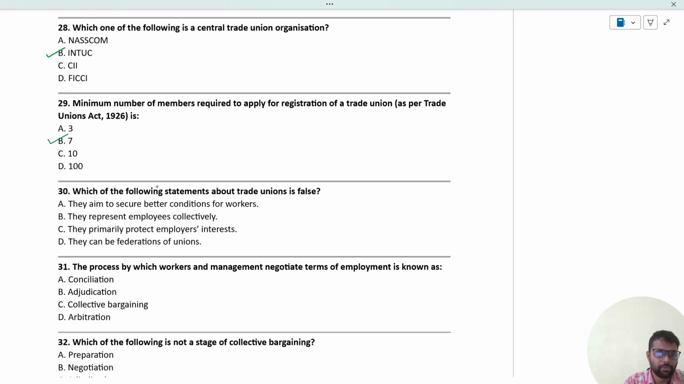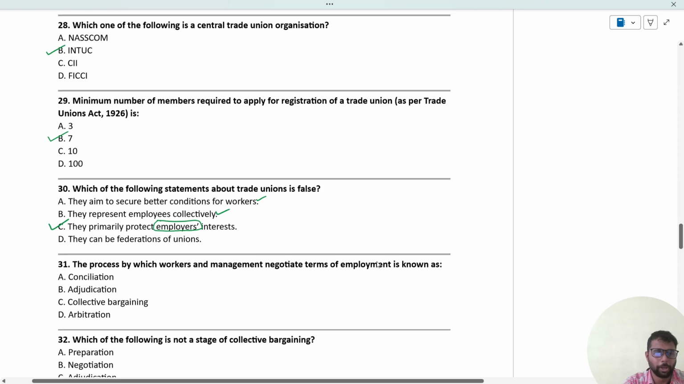For question number 30, which of the following statement about trade union is false? They aim to secure better condition for the worker. This is true. They represent employees collectively. That is also true. They primarily protect employers' interest. It is not the employer's interest, it is employees' interest. Okay. So this would be the false statement with respect to the trade union.